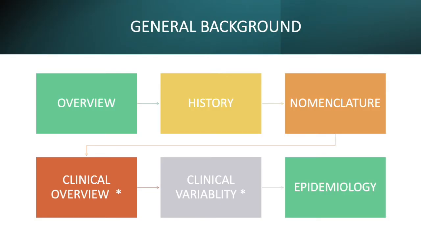The next section looks at a general background for GSD5 and 7. We begin with an overview of the pathophysiology. We move on to a history, who discovered each disorder and when. We provide nomenclature, so how are these GSDs referred to in the literature. We talk about the clinical overview, the signs and symptoms, both objective and subjective. Clinical variability. As you know, in GSD5 in particular, there is heterogeneity in the clinical manifestation. And then we look at epidemiology.